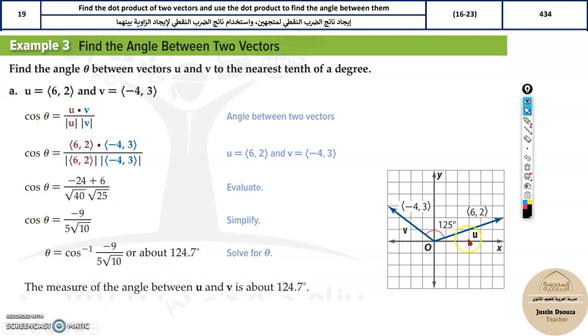Now, in the component form, you get an idea where the vector is. So x is 6 over here, and y is 2. So this is where the vector is. And then the other vector is in the negative quadrant, I mean the second quadrant. And the angle between them is basically almost 125 degrees.